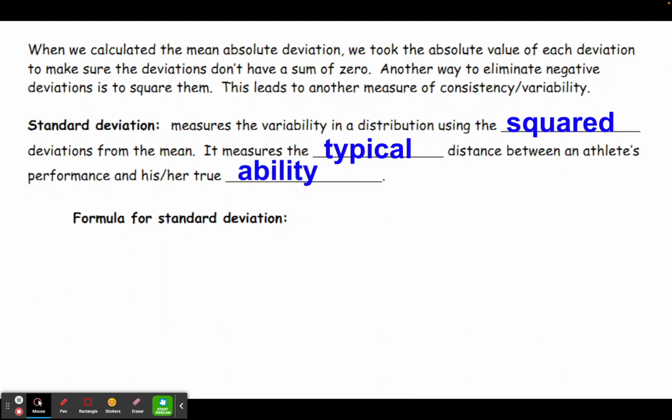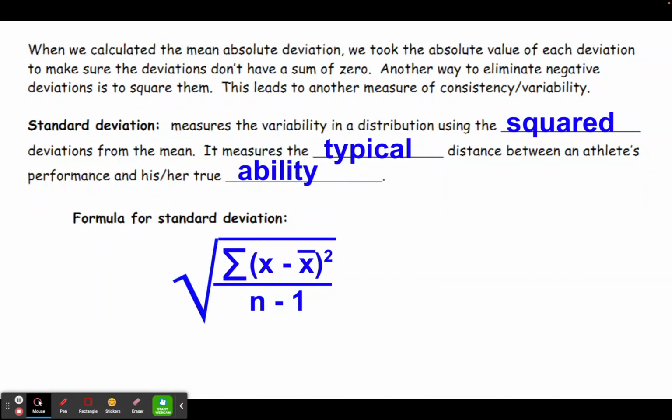Now, the formula for the standard deviation is given here. So what we do is we take each performance, X, minus the mean performance, which is X bar in that formula, and then we square it, and that eliminates the negative signs. Now, what we want to do then is add up all those squared differences. We're going to then divide that by n minus 1, where n is the number of performances the athlete has. And then we take the square root of that quotient, and the square root kind of undoes all the squares that we did earlier in the problem.